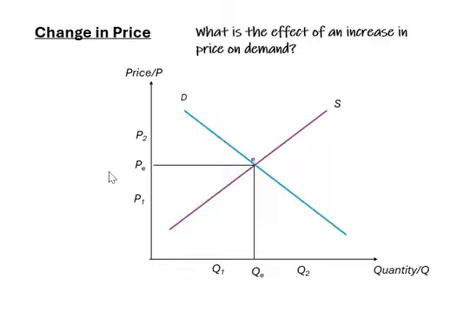But what happens when prices change? Looking at this example, what is the effect of an increase in price on demand? The focus is on demand on this question. So an increase in price from equilibrium price to P2, we draw a line at P2 that will meet our demand curve. And at that point, we draw a line that will show the quantity that will be demanded at price P2.